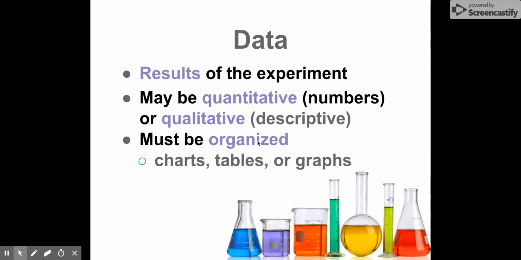And after we conduct any tests, we always have to make sure that we compile data. So it tells the story of the experiment and of our research. It's the results of the experiment, may be quantitative, which is numbers, or qualitative, where you're describing it in words and sentences. It must be organized. It must have charts, tables, or graphs, any visual representation of your storytelling of your research. I will go over that a little bit more later.